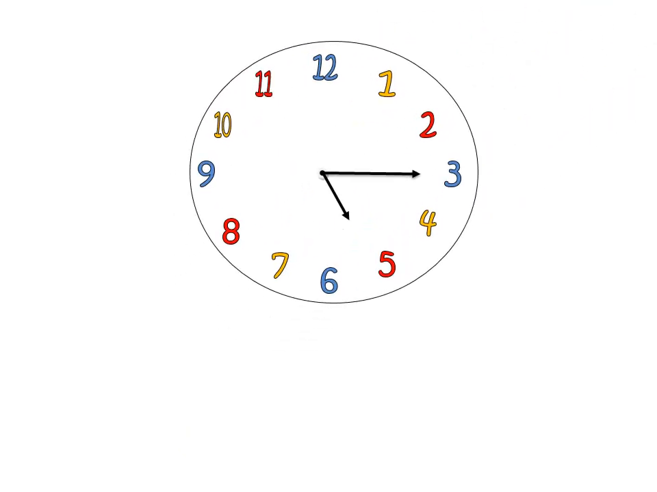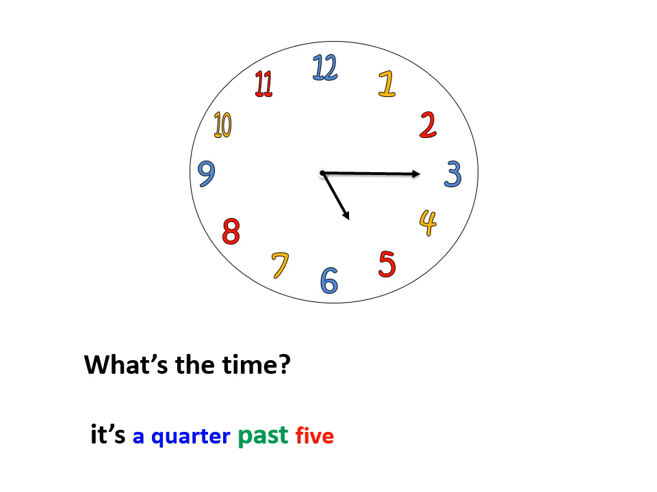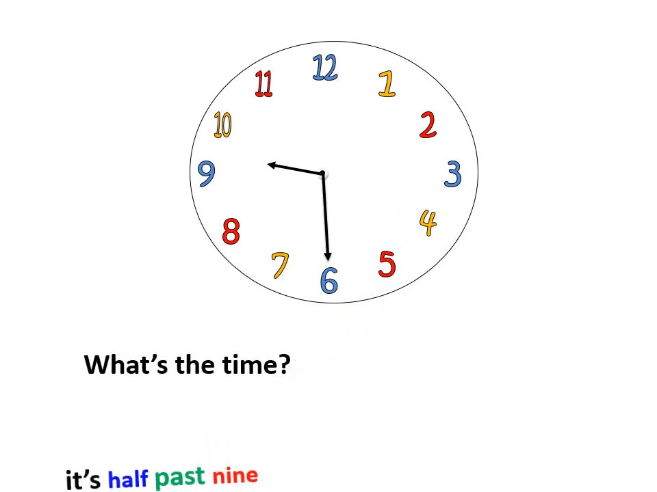What about this? We said if the long arrow is on 3 or 9, I say quarter. On the right part, it's quarter past. So, what's the time? It's quarter past 5. Okay, I have the long arrow on 6, so it's half. It's half past. What's the time? It's half past 9.